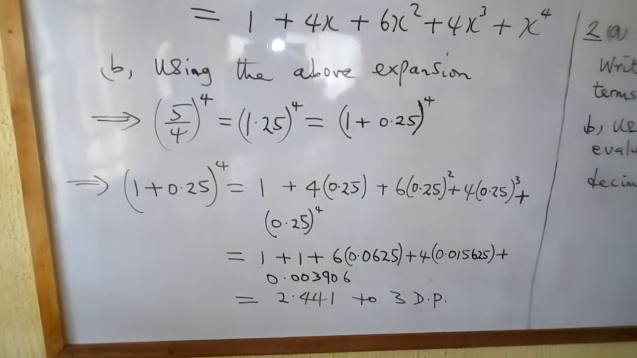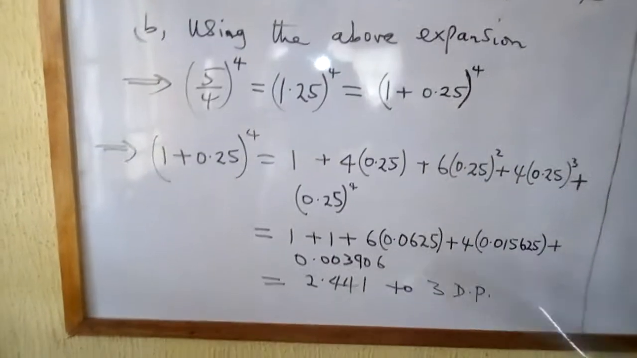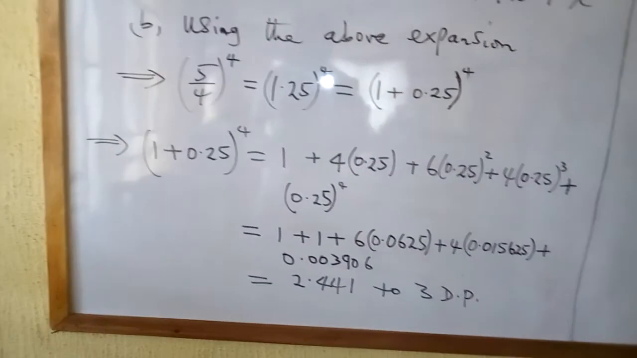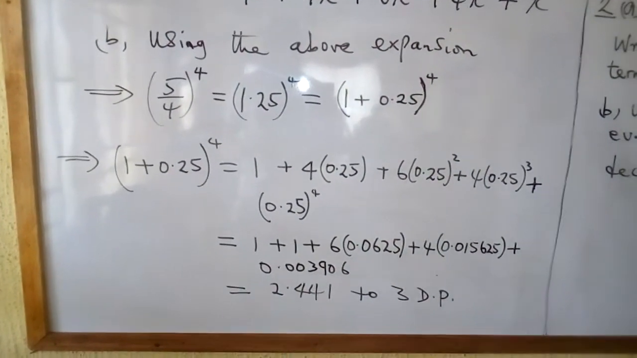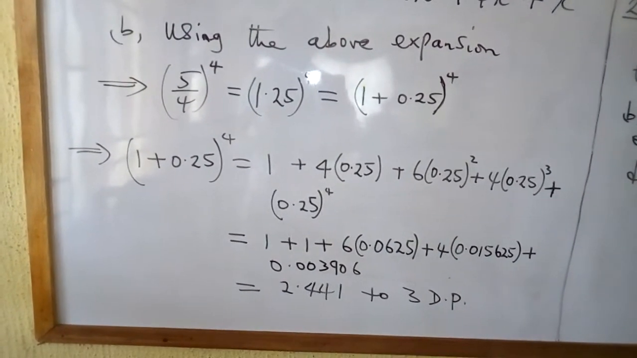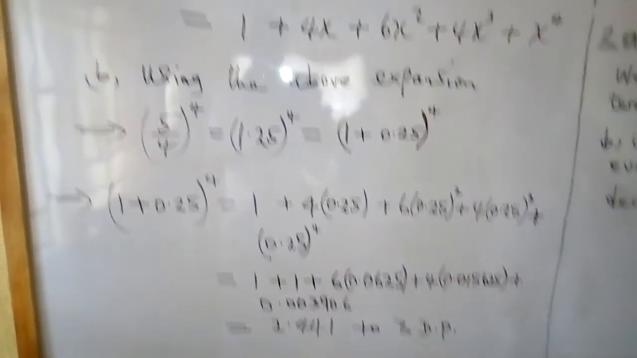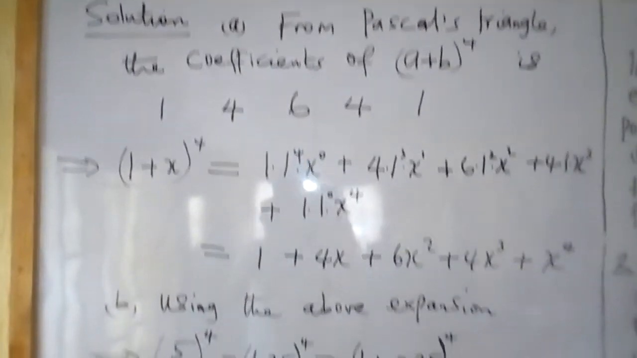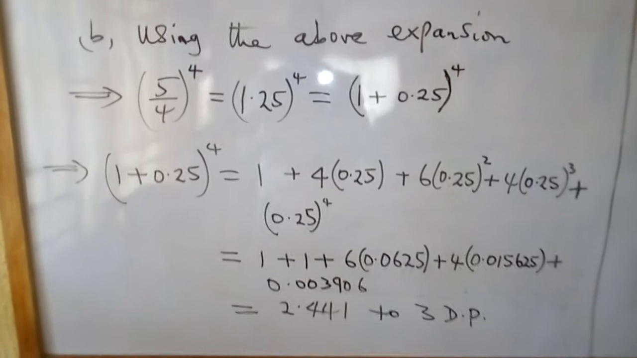0.003906. Now, adding everything together, we're going to have 2.441 to 3 decimal places. 3 decimal places means 3 digits after the decimal point. You have 2.441. You have 3 digits after the decimal point. So that gives us the correct answer.